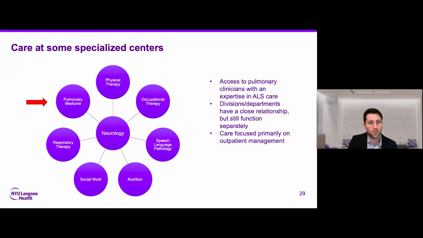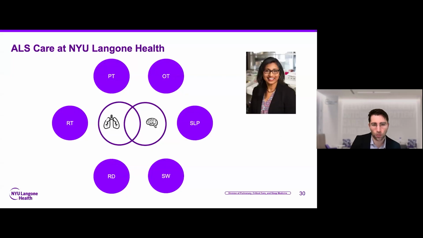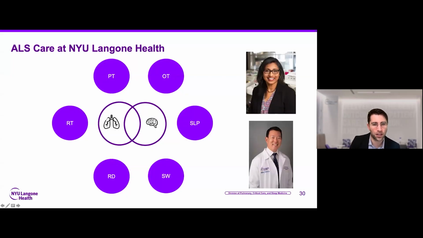More recently, and at some very specialized centers, pulmonary medicine has been integrated into this multidisciplinary care team, and we do think that's been an important advancement, with a close relationship between the pulmonologist and the neurologist. But it still often involves pulmonary medicine sitting a little bit towards the outside of this circle. So what we've done here at NYU, under the leadership of Dr. Jinsey Andrews, our neurologist, and Dr. Philip Choi, my boss, who are co-directors of our multidisciplinary ALS clinic, is create a true partnership model between neurology and pulmonary medicine in helping to manage this terrible disease.